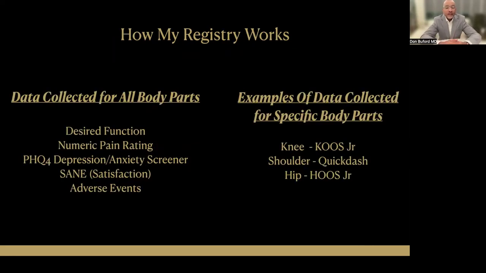So here's an example of data collected for all body parts. That would be desired function, the numeric pain rating, a depression and anxiety screening questionnaire, a SANE score, and any adverse events. And then we have patient-reported outcome measures that are validated and specific for specific body parts. So for example, for the knee, the patients will fill out a KOOS Jr. score. For the shoulder, it'll be a QuickDASH score. For the hip, it'll be a HOOS Jr. score.